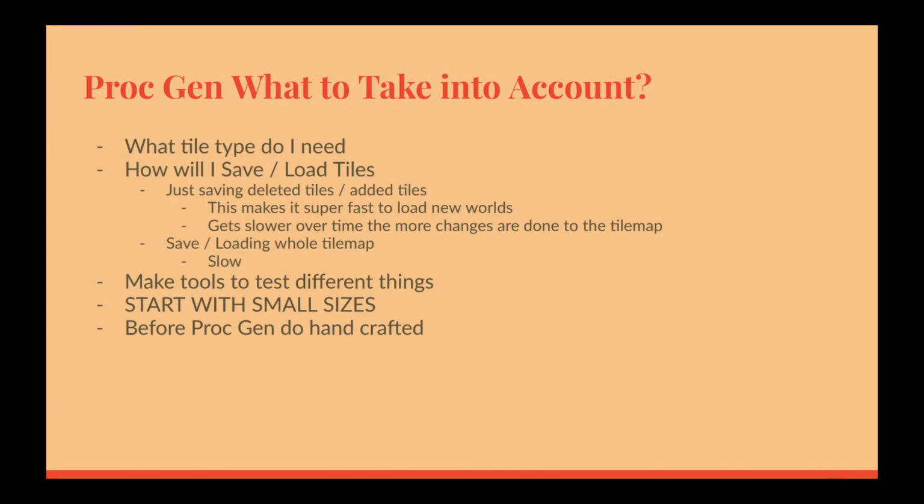So you could just load all of them. Make tools to test different things. And also, if you're doing semi-procedural generation, don't have a giant landscape in your scene when you're testing things, because it just makes Godot super slow. Just start with super small sizes. And before procgen, do handcrafted.